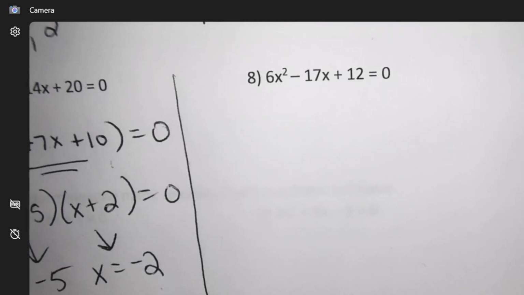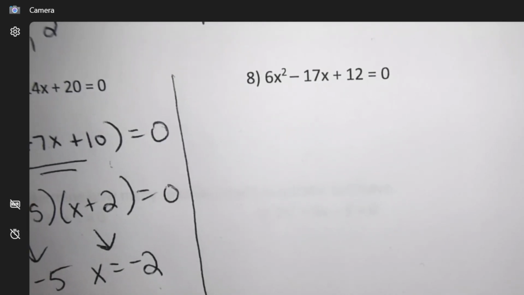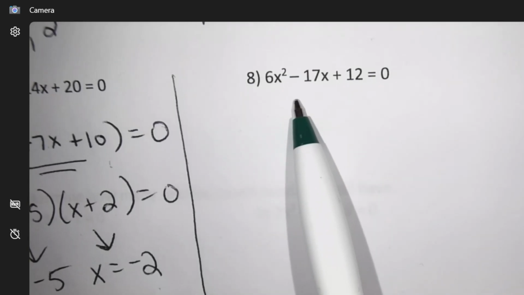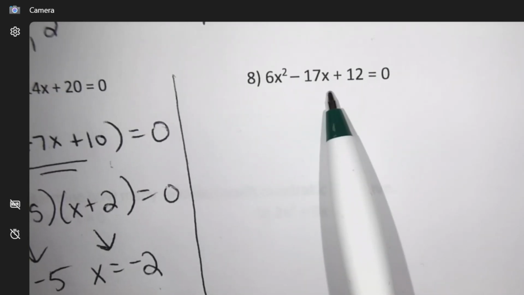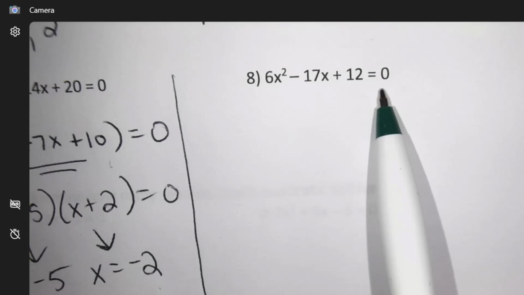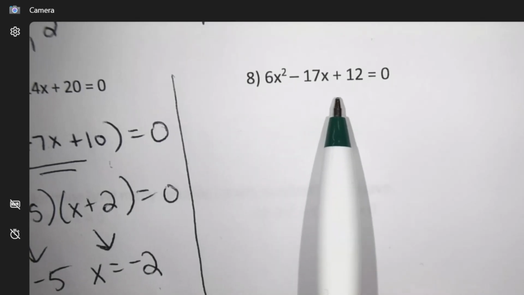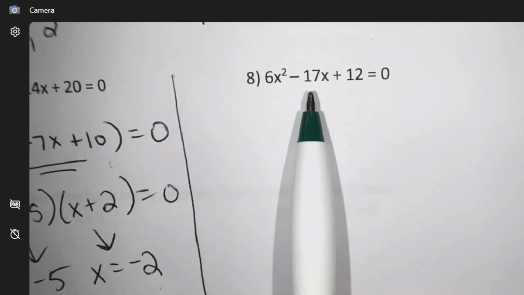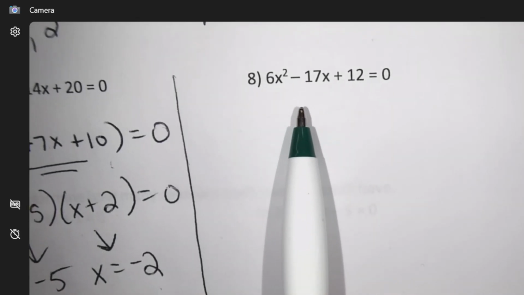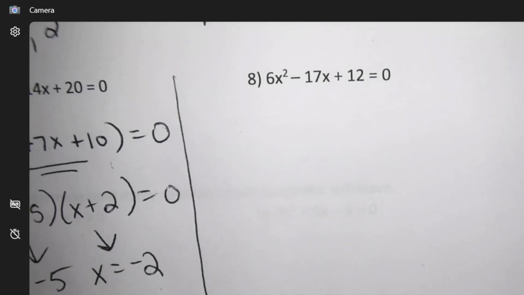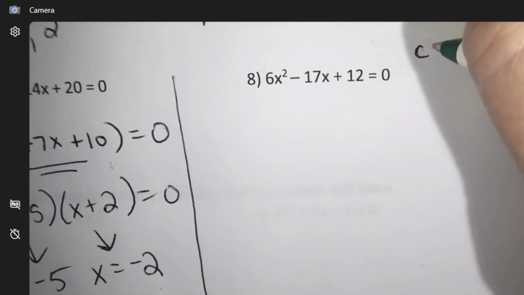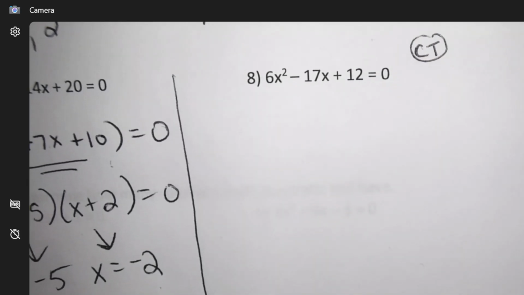Okay, number 8. Two variables equals 0. So I'm going to go through my factoring. I can't GCF anything out because 17 is prime, so that's not going to work to get anything out of a 17, unless it is 17. So then are we going to have to do a complex? Probably.